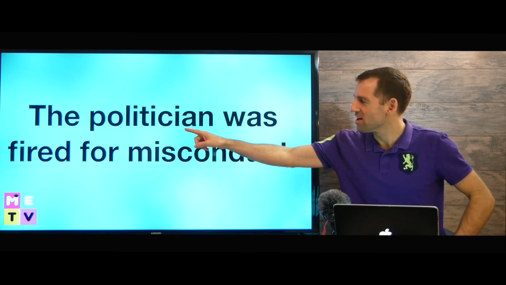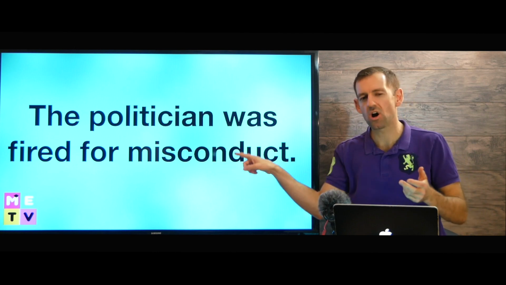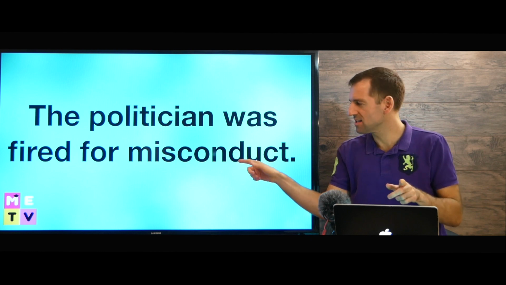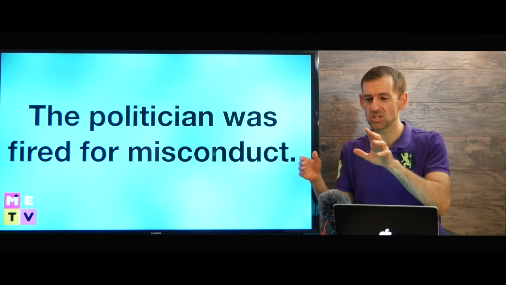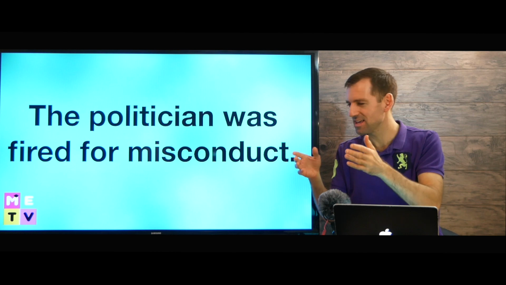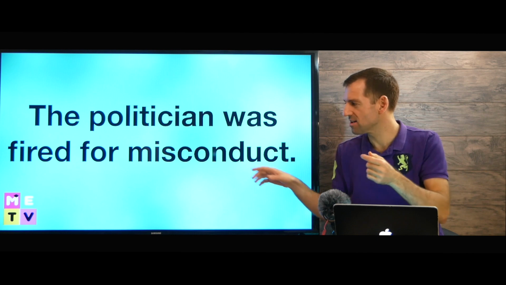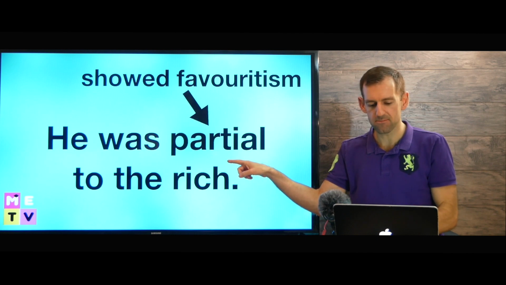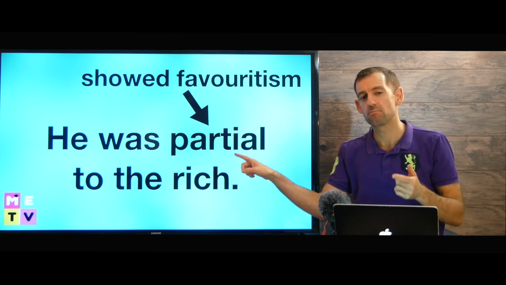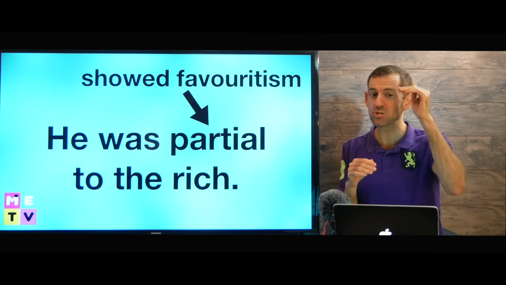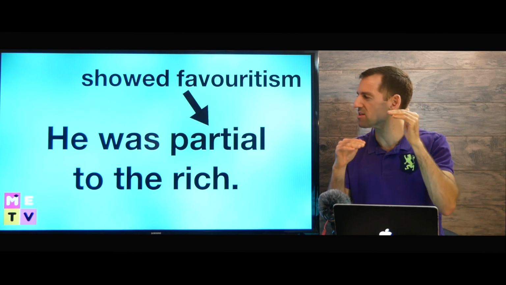Let's take a look at this example. The politician was fired for misconduct. What's misconduct? Misconduct means behavior that is unacceptable. If a politician does something or says something that's bad or unacceptable, maybe he will get fired. That's what misconduct is. So for example, maybe he was partial to the rich. Partial to the rich means maybe he treated rich people better than poor people. Often politicians do that. They treat rich people better than poor people.